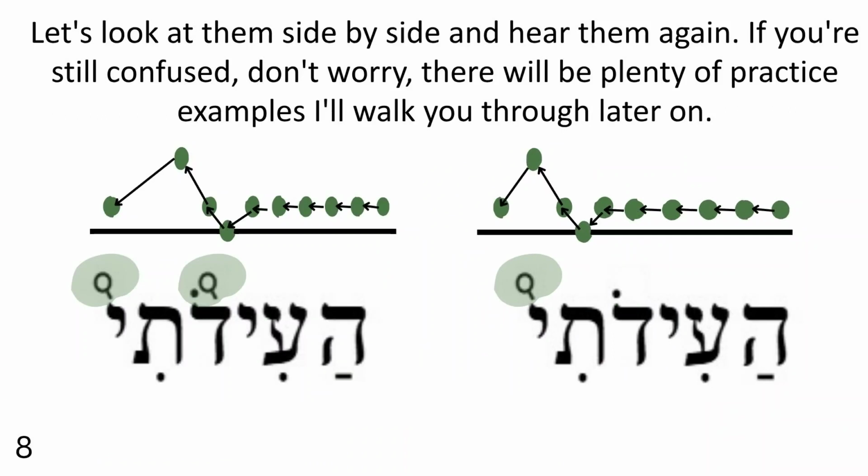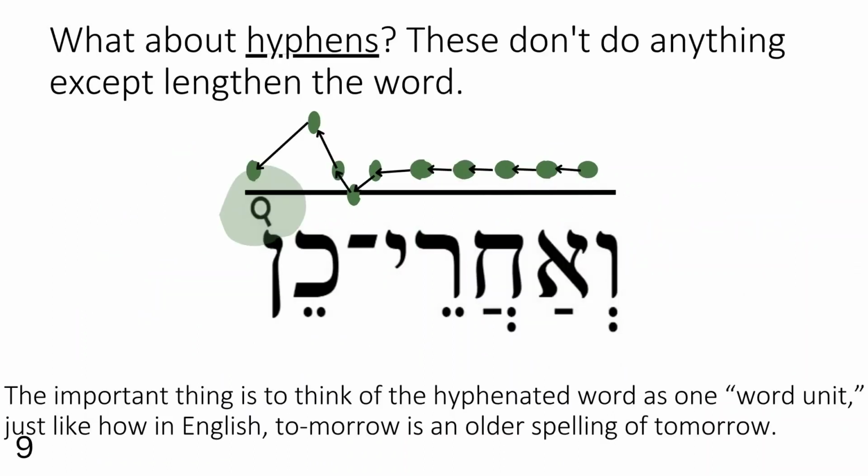One more time, we're going to look at them side by side. And if you're still confused, don't worry. We're going to look at plenty of examples later on to practice, which I'll walk you through. So remember our base trope, Talisha Kitana. Now our incorrect, but for the sake of example, Haidoti. And then the correct one, Haidoti.